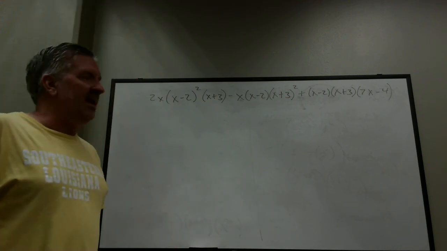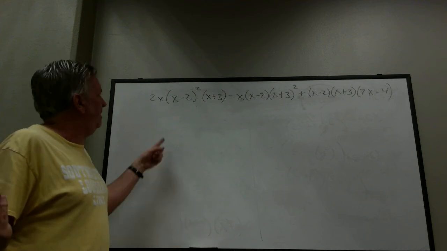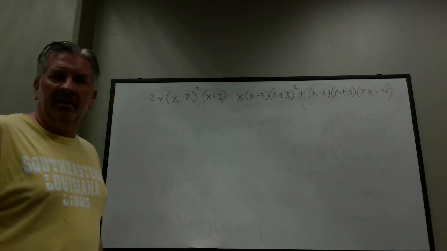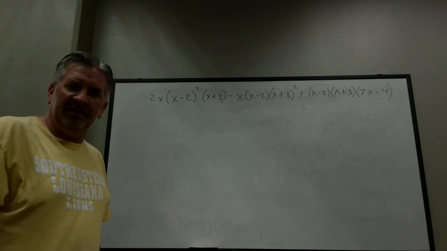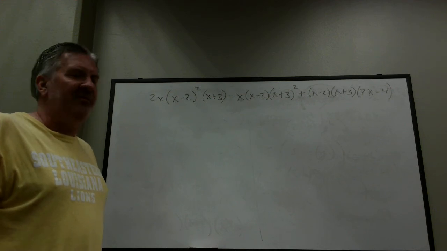Where do we even begin? Difference of squares or grouping? I mean, it's three things. Trinomial, what? Where do we begin? What does it say on the checklist? The very first step is: pull out, factor out the greatest common factor.